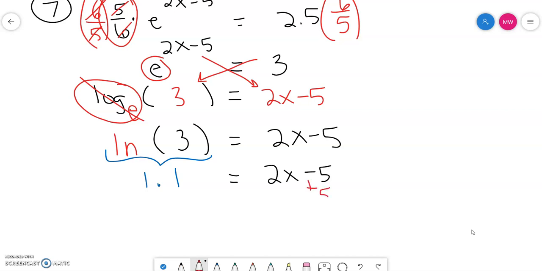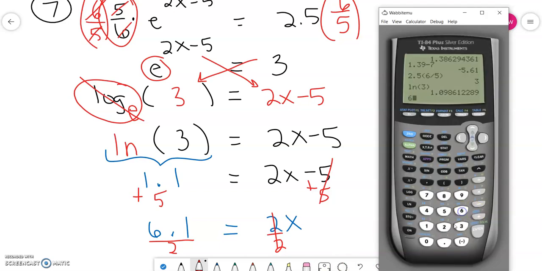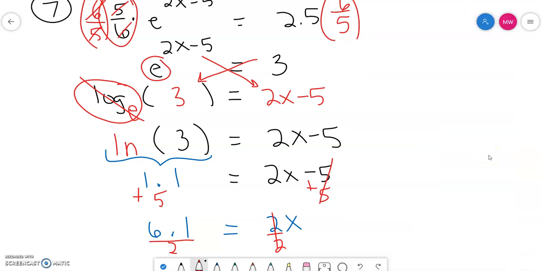So we're just going to keep on plugging through here to get x by itself. I'm going to have to move that 5 to the other side. So I'm going to add 5. So now I've got 1.1 plus 5. That would be 6.1 equals 2x. And then last we can just divide by 2 on both sides, which if I use my calculator here, 6.1 divided by 2 gets us 3.05. So my final answer here is going to be x equals 3.05.